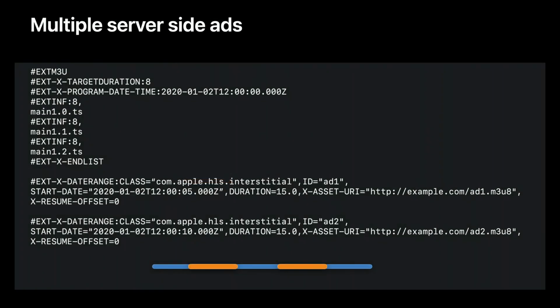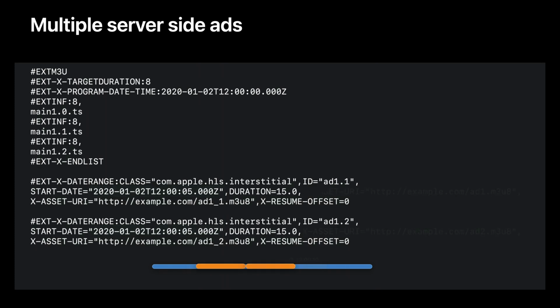You can schedule multiple ads using date range tags. Here we see the first ad scheduled at 5 seconds in the primary and the second one at 10 seconds. You can schedule back-to-back ads simply by specifying the same start time for each of them. Here we see that the first ad starts at 5 seconds in a playback, and so does the second. The ads would be displayed in the order that they appear in the playlist.